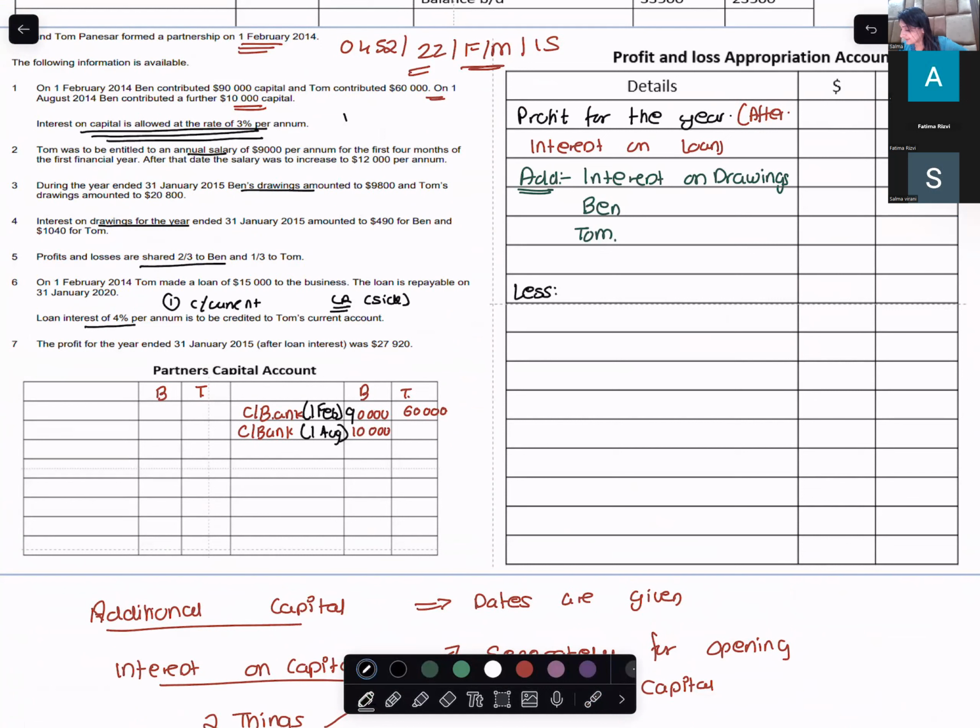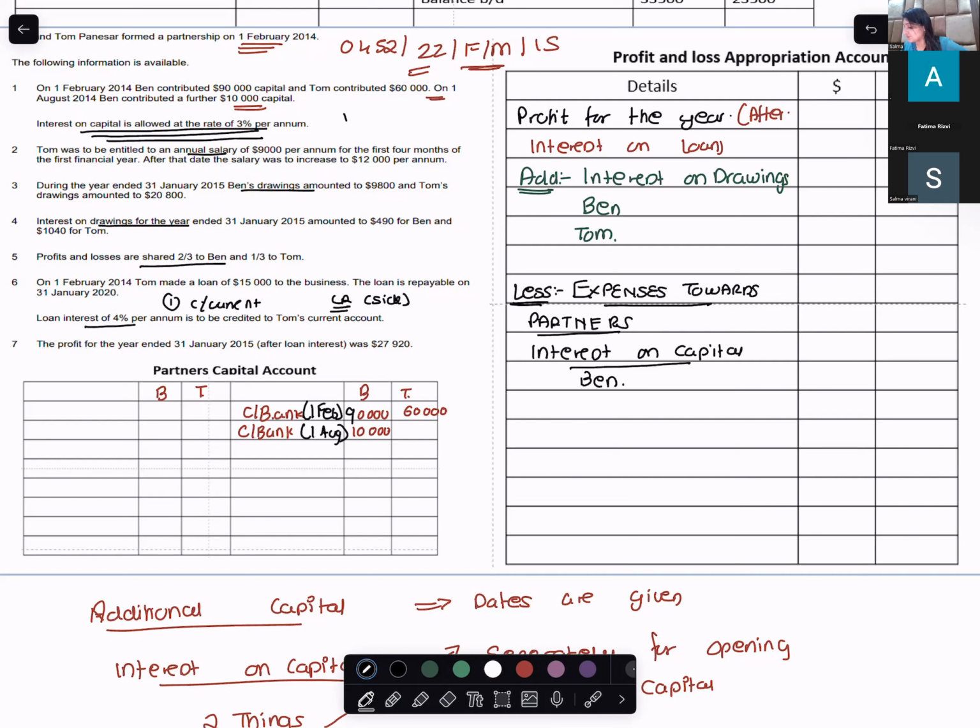You will deduct expenses towards the partners. What are the expenses towards partners? Interest on capital and salary towards partners. So the expenses towards the partners is interest on capital for Ben.